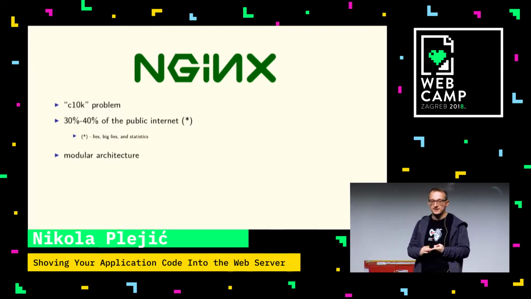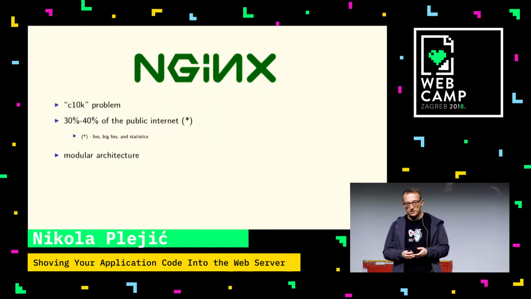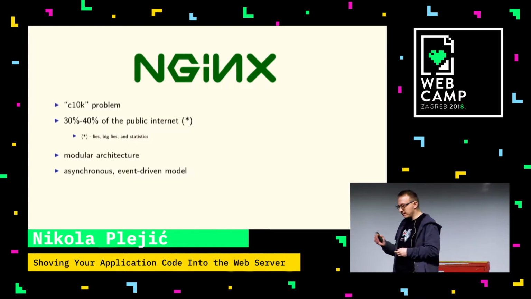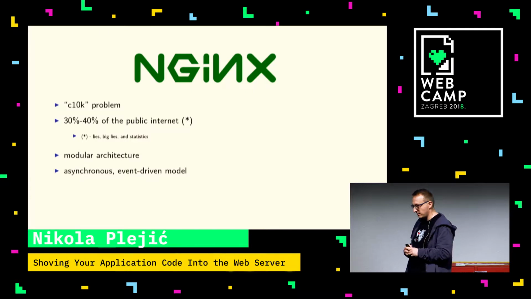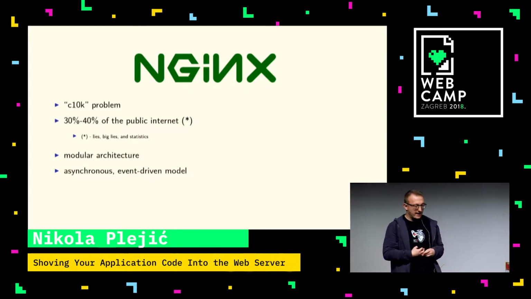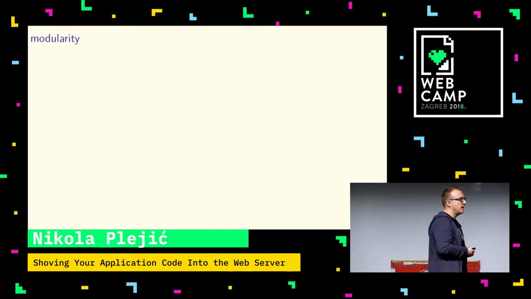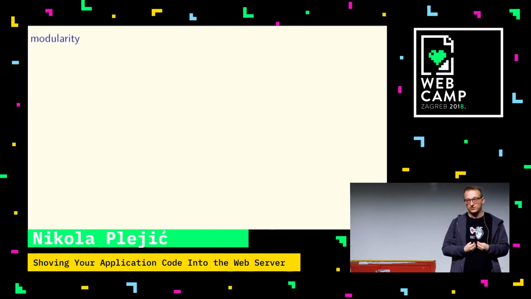The first one is that it has a modular architecture. So Nginx exposes an API that can be used to build modules to augment the functionality that it provides. And the second thing is that it's built on an asynchronous event-driven architecture. And this is a fairly important part that we'll get back to repeatedly during the lecture. And this is one of the things that originally enabled Nginx to tackle the C10K problem. So the modularity part is really important.